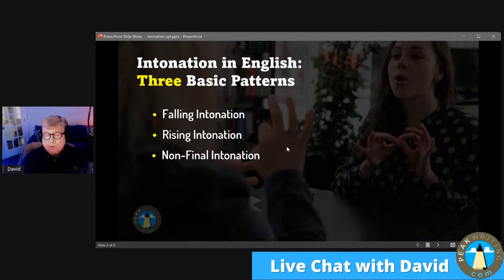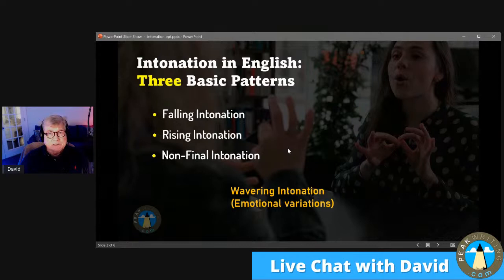There is a fourth type of intonation pattern, but it's very difficult to teach. It's called the wavering intonation. And the wavering intonation, as you'll see demonstrated in today's chat, depends a lot upon the idea, the emotions, as well as the nonverbal language that accompanies it. So we'll spend a little bit of time on it, but it's one of those aspects of English that are rather idiosyncratic. Let's take a look first at falling intonation.